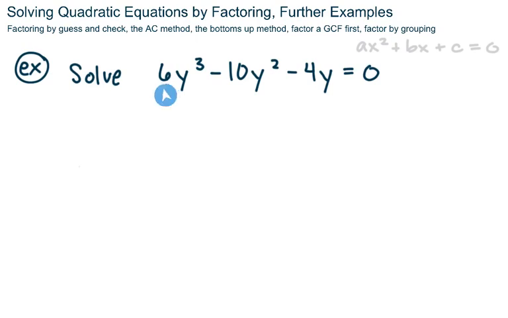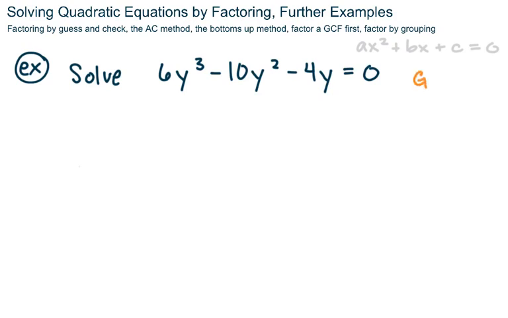Well, if you look at this, you'll notice that all of my terms have a y value. That means I can factor out a y as a GCF. You may also notice that 6, 10, and 4 are all multiples of 2.